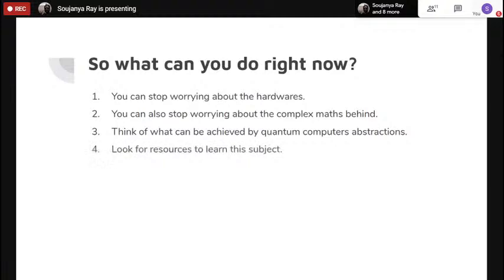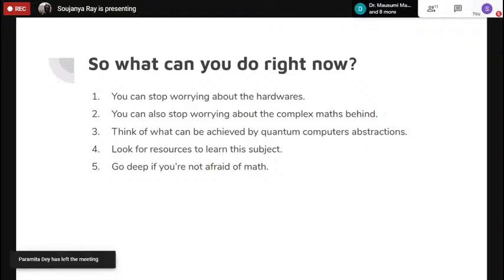The fourth thing you can do is look for resources to learn this subject. There are millions of resources. Millions is a big word. I'll say thousands of resources around the internet, with good courses, good lectures, good papers, and books all around. You can just search and read up. And if you're not afraid of mathematics, I encourage you to go deep into the mathematics, because it's beautiful once you know the maths.